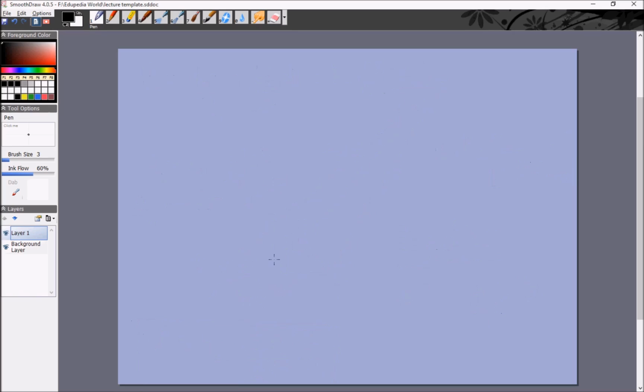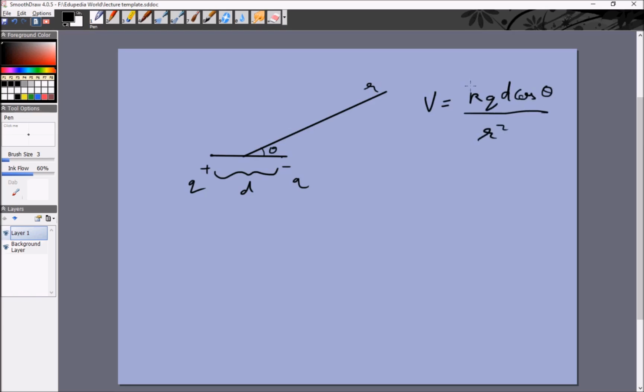Right. So let's look at this again. We have a positive charge and a negative charge. Distance between them is d, magnitude is q. A distance r away from it at an angle theta, the potential is found to be k q d cos theta by r square. Now qd is a very special quantity that is denoted as p, and that is called the dipole moment. Every dipole has its own dipole moment, which is q multiplied by d.